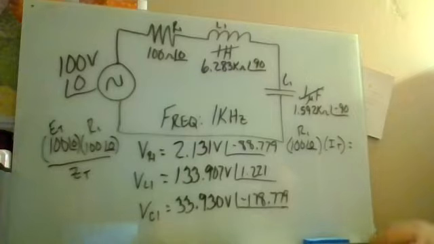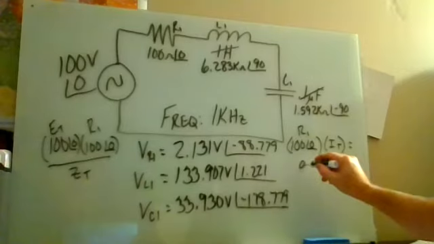You have a transformer? Well, I may not have. Why don't you add those up and see what you get? Just add them up exactly the way they are in there. 2.131 at an angle negative 88.779 plus 133.907 at an angle 1.221 plus 33.930 at an angle of negative 178.779 and see what you get when you punch it in your calculator that way.